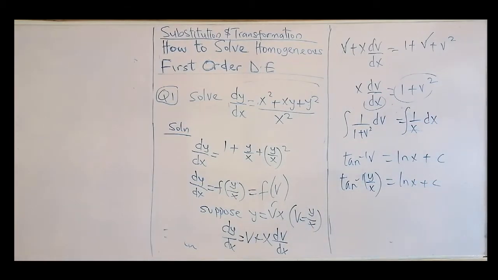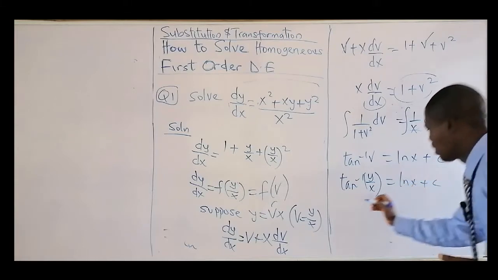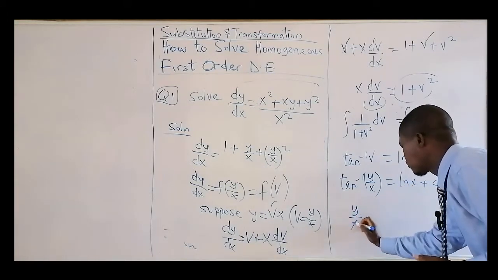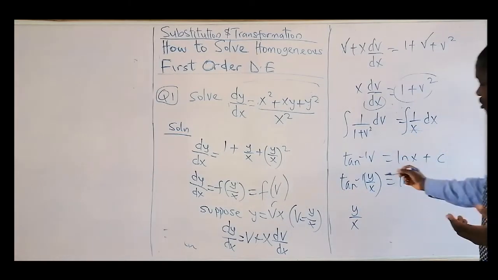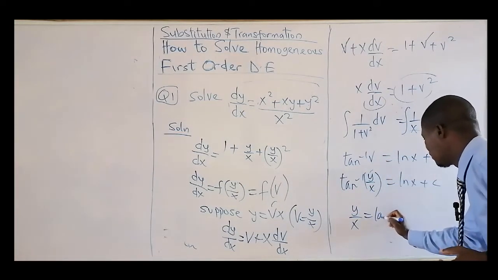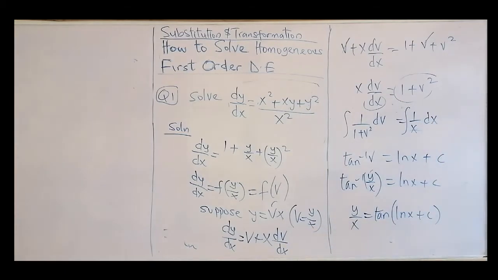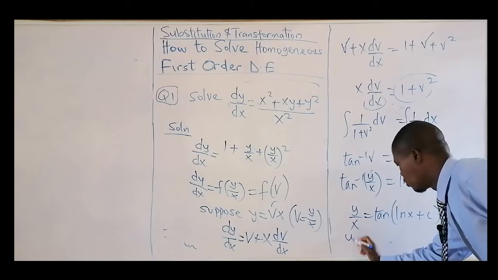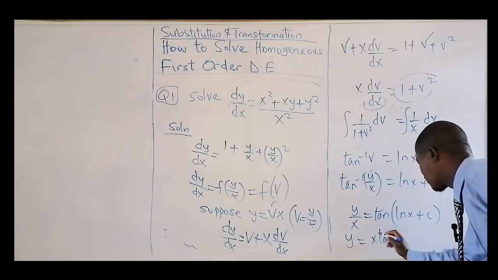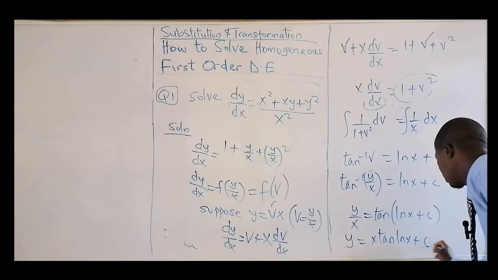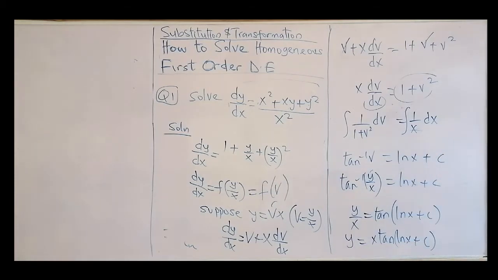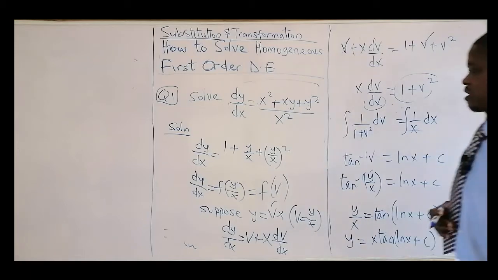Then the next thing to do is to see if you can make y the subject of the equation. Take tan of both sides, and that will be y over x. When you take tan of arctan, it will just give you the function, and that will be equal to tan of ln x plus c. Then you can multiply both sides by the denominator of the left hand side. So y is equal to x tan of ln x plus c, and that's that for that problem.